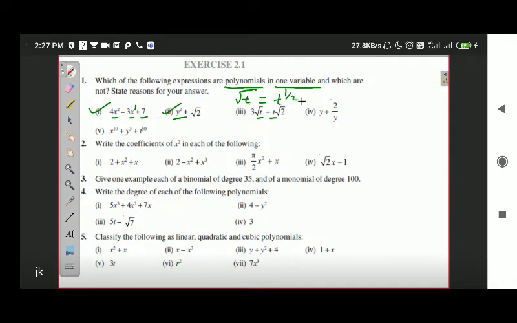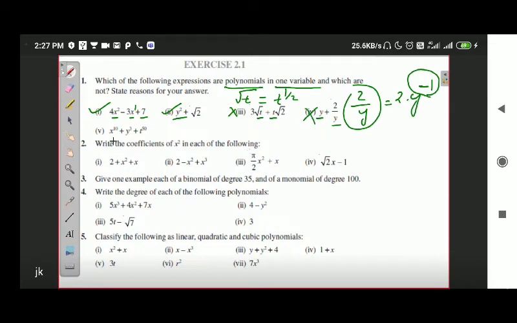Okay, so that is not a natural number, therefore it is not a valid polynomial. Similarly, for the fourth part, we have 2 upon y. As such, it is a single variable statement. But one of the terms is 2 upon y. 2 upon y becomes 2 into y to the power minus 1. As I have already told you, if the power is not a natural number, then it is not a valid polynomial. Once again, it is not a valid polynomial.